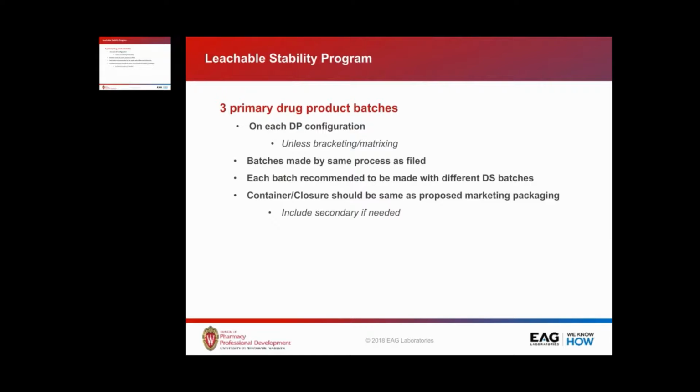And the container closure should be the same as proposed for the marketing package, and it really almost is an absolute requirement. If you don't use the same container closure system, you can't necessarily use that data to justify a leachable stability program. You will also need to include the secondary packaging if it is needed. For example, if you have a laminated foil pouch as part of your secondary container, you will need to perform that on your stability, at least for the leachables profile.